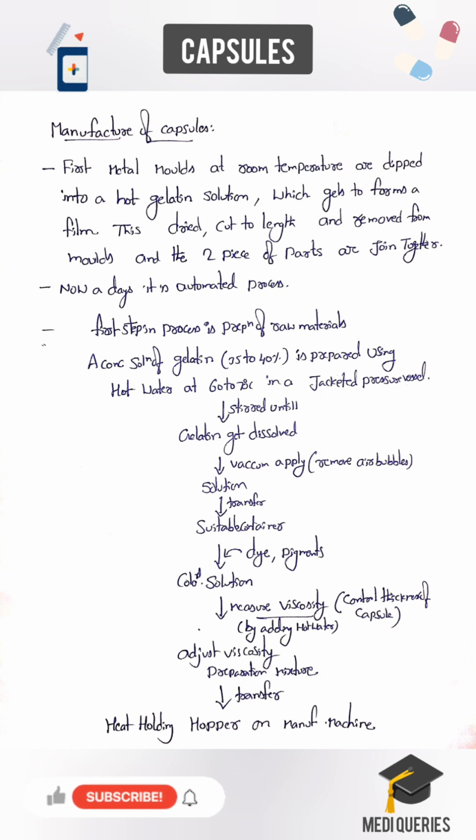After that, transfer the content to a suitable container, and then add dyes or pigments, and then we get a colored solution. After that, we need to measure the viscosity of the solution in order to control the thickness of the capsule. So adjust the viscosity by adding hot water to adjust the thickness of the capsule. After that, transfer the adjusted viscosity preparation to a heat holding hopper and the manufacturing machine.